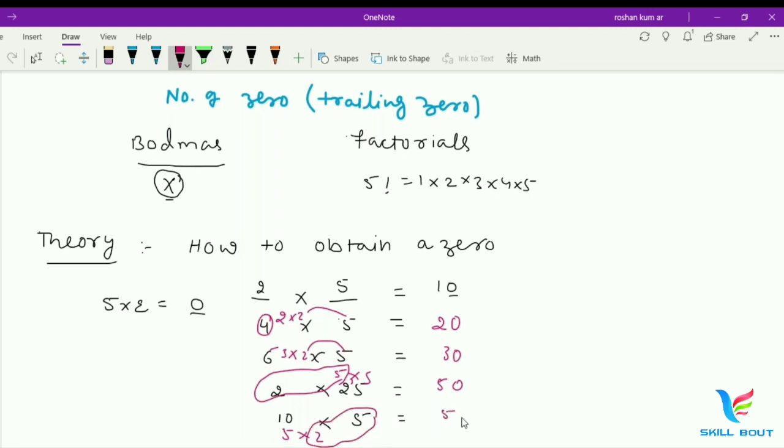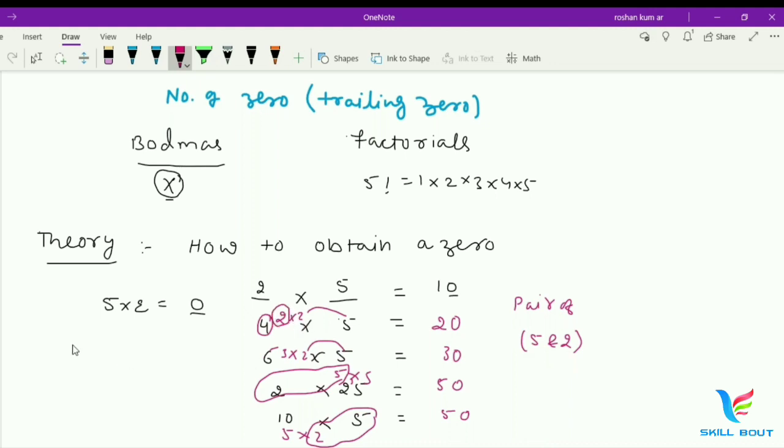So can I conclude from here that if you talk about a 0 produced at the end, the 0 will be produced because of a pair of 5 and a 2? I'm teaching very slow. Trust me, I'm teaching very slow. Can I say that 0 will be produced when we multiply a 5 and a 2? Or in other words, 0 will be produced in multiplication because of a pair of 5 and 2. Sir, how about the other extra 2? Other extra 2 is not required.